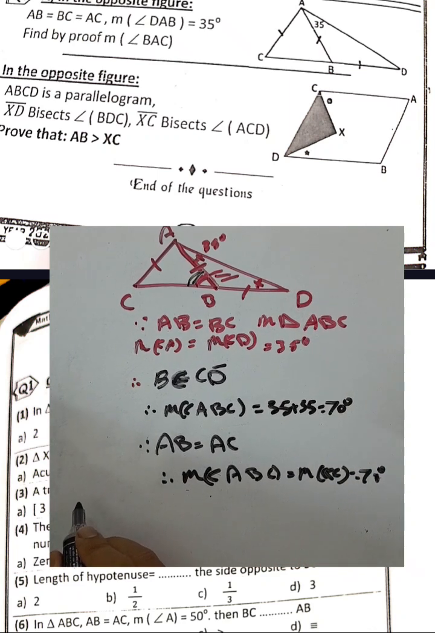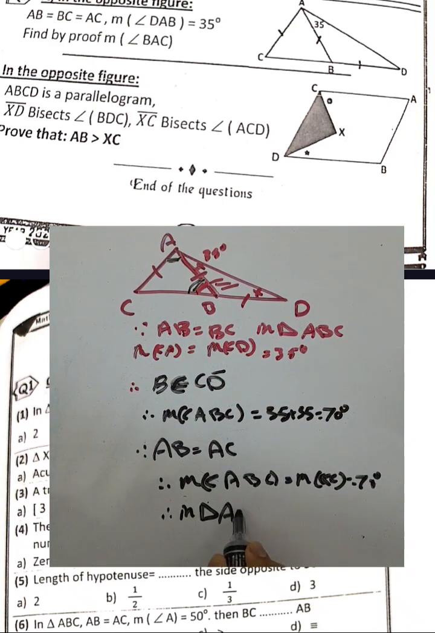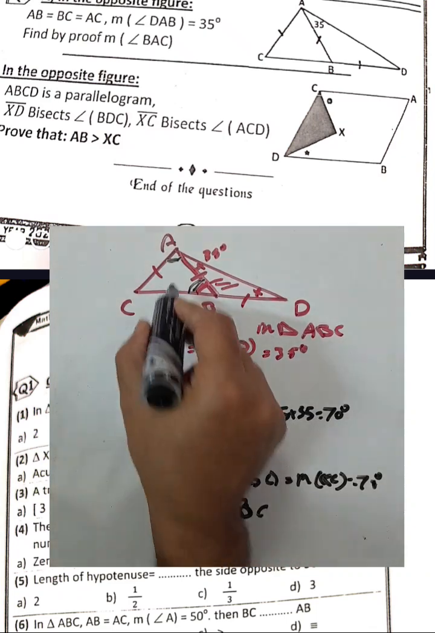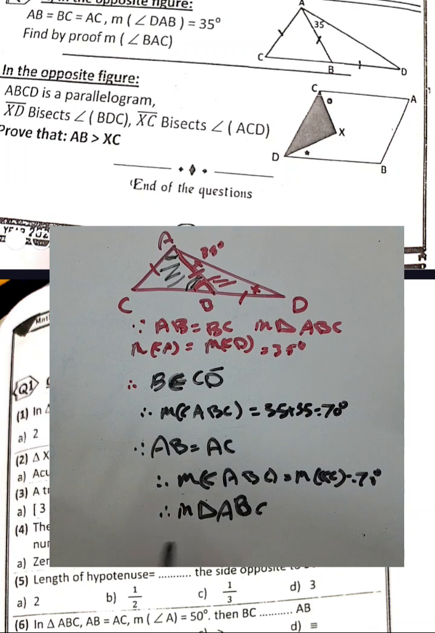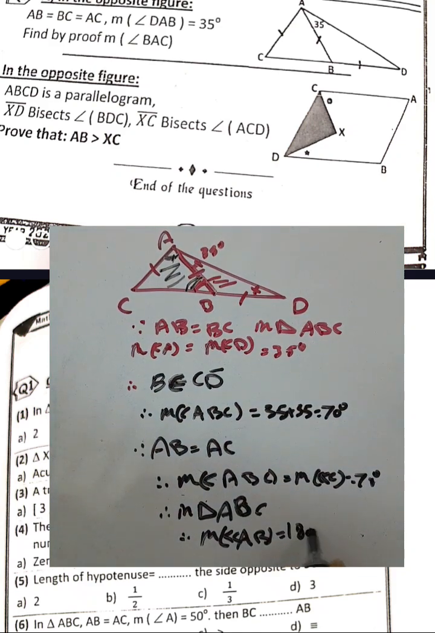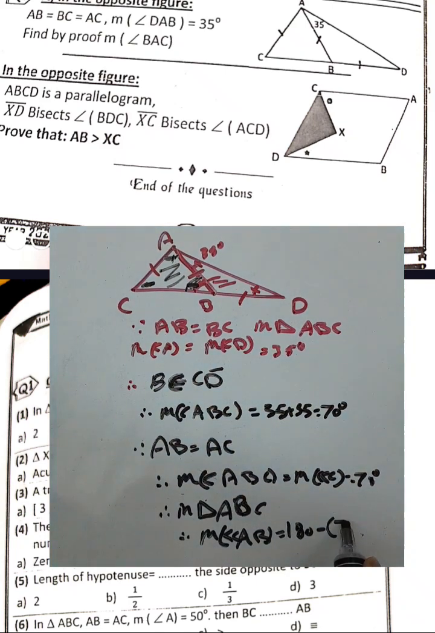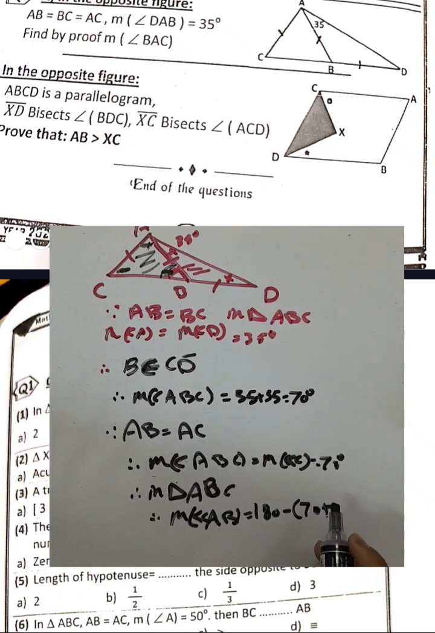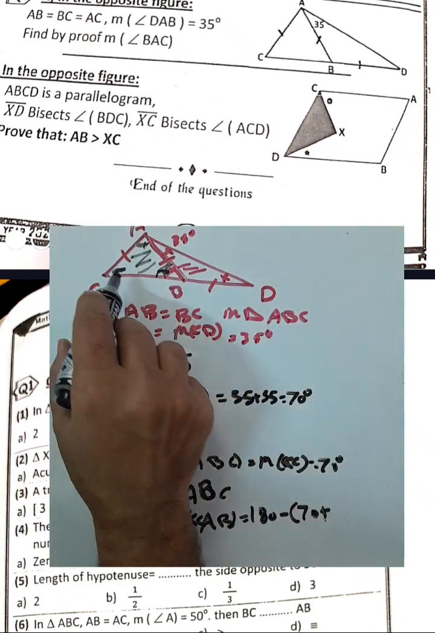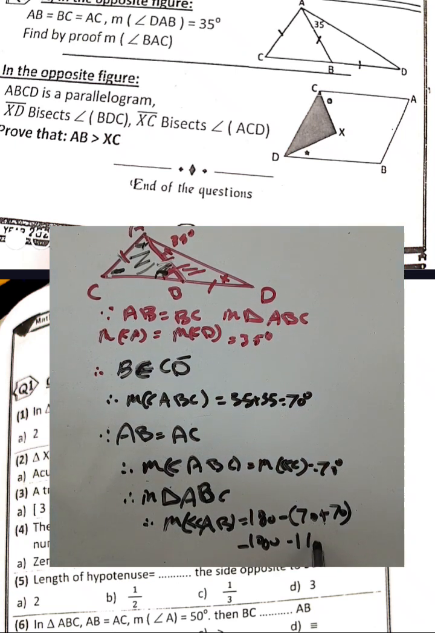We want to find the measure of angle BAC in triangle ABC. We know the sum of the angles in a triangle equals 180. Then the measure of the angle at the vertex is 180 subtracted by the sum of the two angles. We have 70 and 70, the angles in the base, because the two angles in the base are equal. We have an isosceles triangle. 180 subtracted by 140 will be 40 degrees.